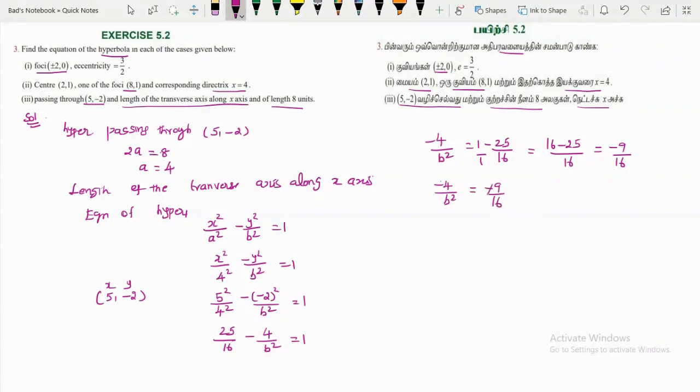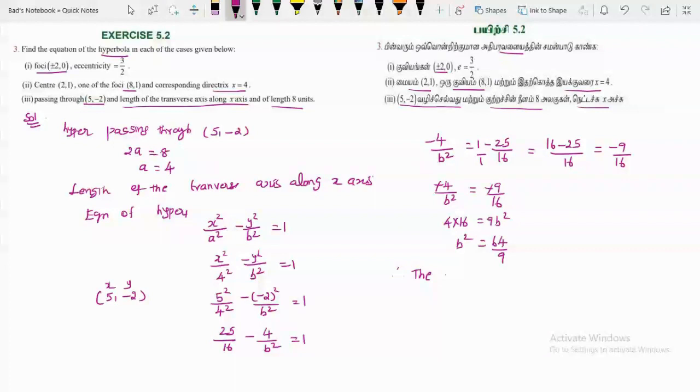So cancel the minus signs. So 4 into 16 equal to 9b square. So what is b square? 16 4s are 64, so 64 by 9. So b square equal to 64 by 9.